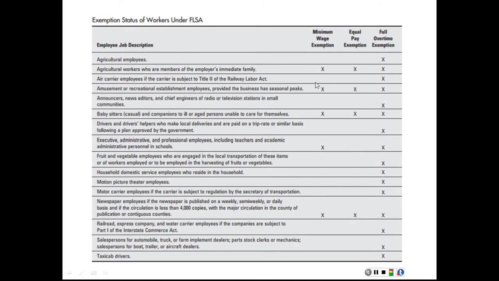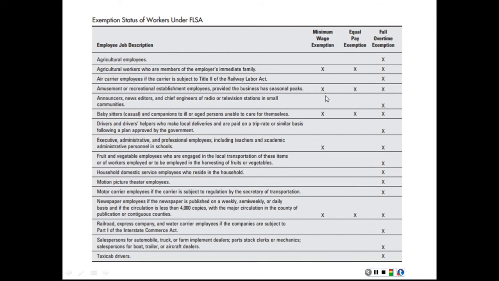But minimum wage exemptions, all these X's here: teachers, executive administrative personnel in school, we're exempt from paying them the minimum wage. Agricultural workers, members of the immediate family, they're exempt.